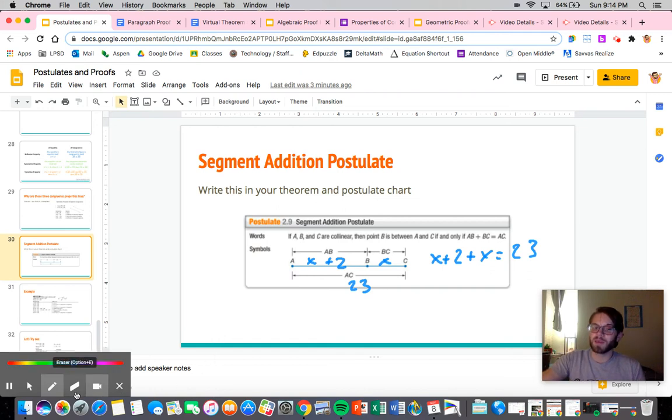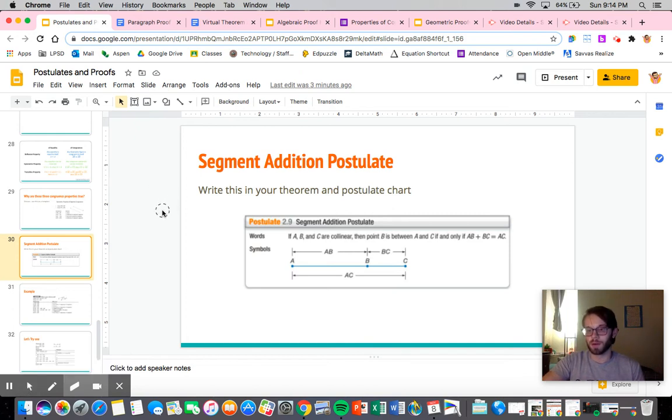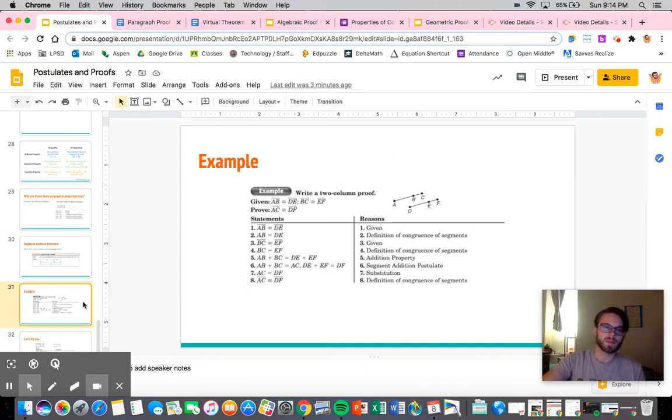But this is ultimately very useful to proofs later on. It's really just a fundamental concept, and that's why it is a postulate. It's just true, right? That's just what we are accepting it as. So here's an example involving it. Again, we're given the pieces of information that segment AB and segment DE are congruent. We're also given this other one, which we use a little bit later.